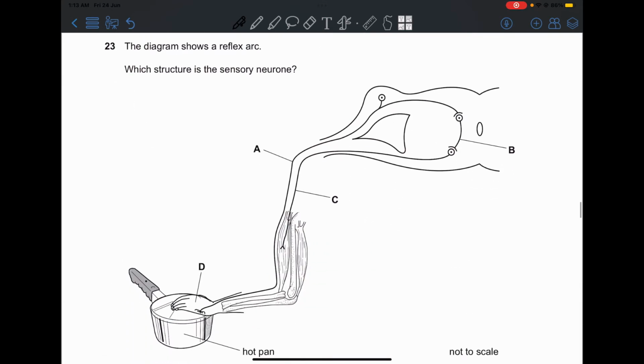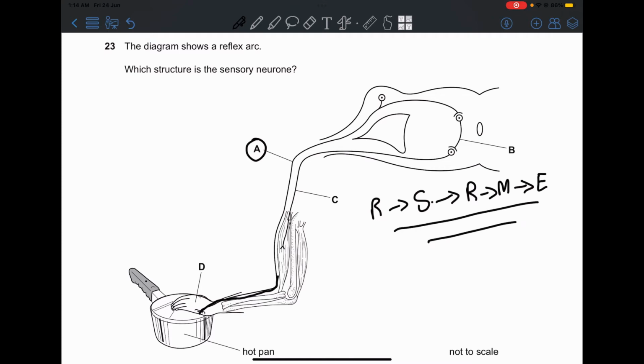23. The diagram shows a reflex arc. Which structure is the sensory neuron? It's actually from the receptor, and it transports the impulse to the relay neuron. So we're going to be choosing A because this is the one that is after the receptors, as we know that it first goes from receptor and then it goes to sensory and then it goes to relay and then motor and then effector. So this is actually the order.